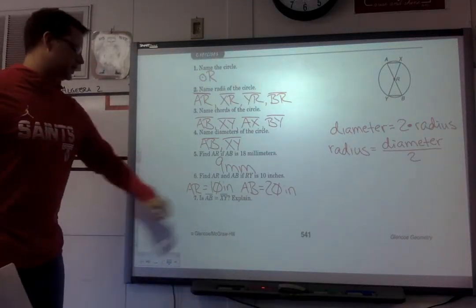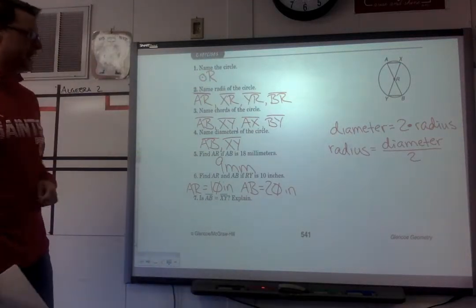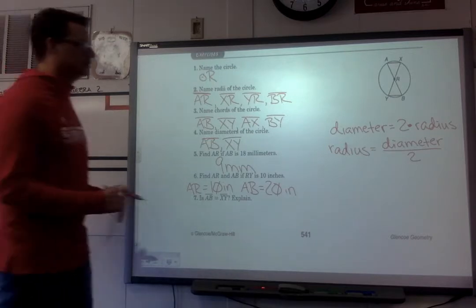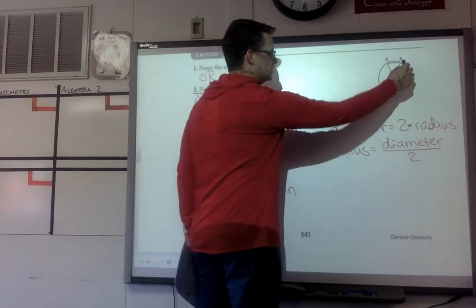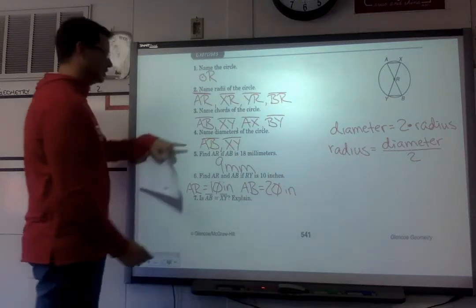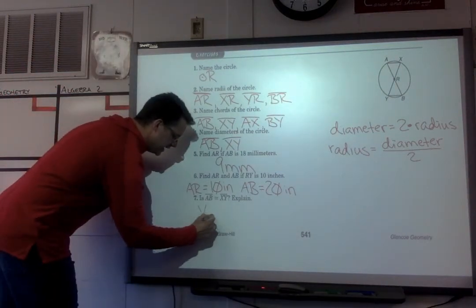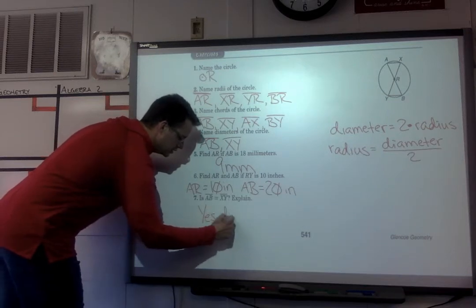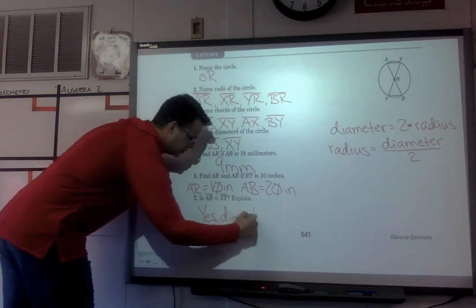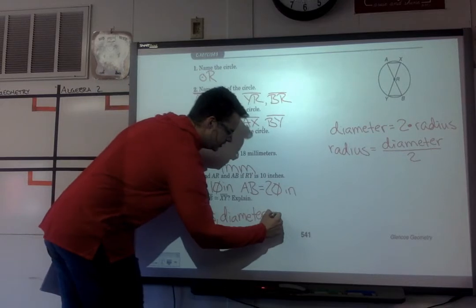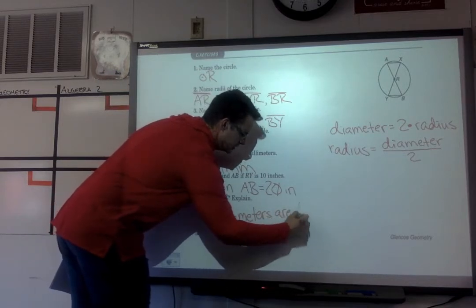And then the last one is, is AB congruent to XY, and explain. So we have AB and we have XY. If we looked here, those were our 2 diameters. We would say yes. And the explanation would be that diameters are always equal.